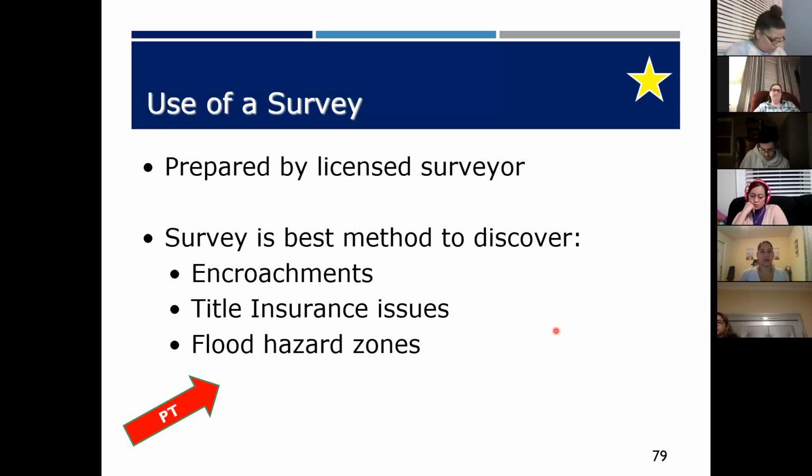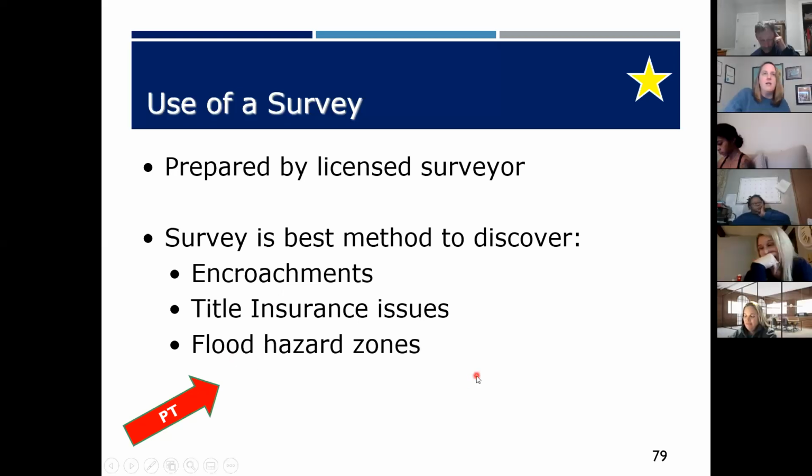Surveys can also help with, I'll come back to title insurance in a second. Surveys can also help identify if there's any flood hazards. If there's flood hazards on the property, flood insurance will be required. We got a whole unit dedicated to insurance. So we'll talk more about property insurance in Unit 13, and we'll revisit flood hazard.